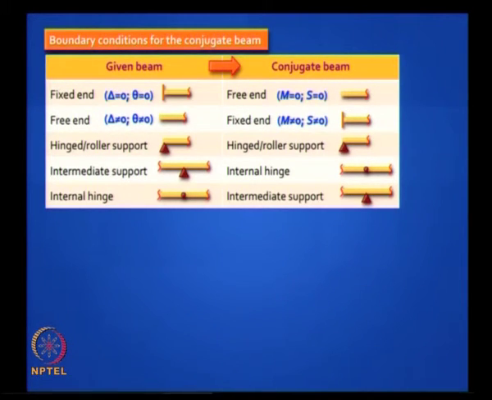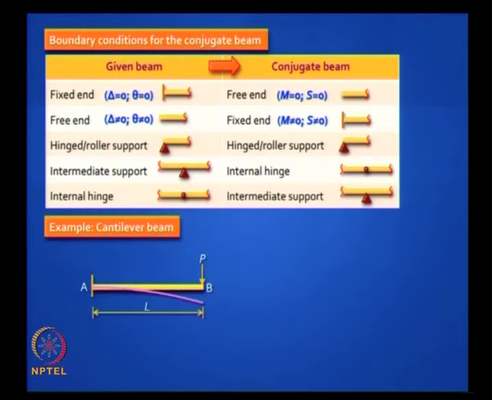So the fixed end becomes free, the free end becomes fixed, the hinged or roller will remain as it is, simply supported, the intermediate support becomes an internal hinge because you have a discontinuity in slope there, and the internal hinge will be replaced by an intermediate support in the conjugate beam.